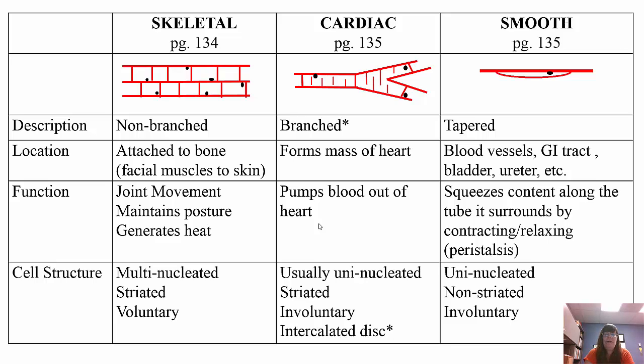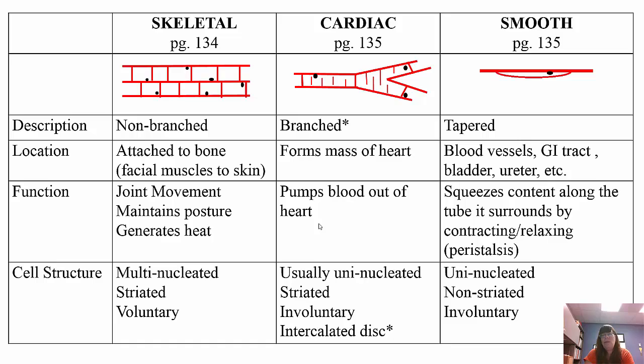This compares three types for you, though: skeletal, cardiac, and smooth. Skeletal is not branched. It's attached to bone. It provides movement, maintains posture, and generates heat. It is striated and voluntary. Cardiac is also striated, but it is involuntary. Forms the mass of the heart and pumps the blood. Very importantly, they have intercalated discs. Intercalated discs have gap junctions, or communicating junctions. So ions can travel from one cell of the heart to the other, and it can function as a unit.